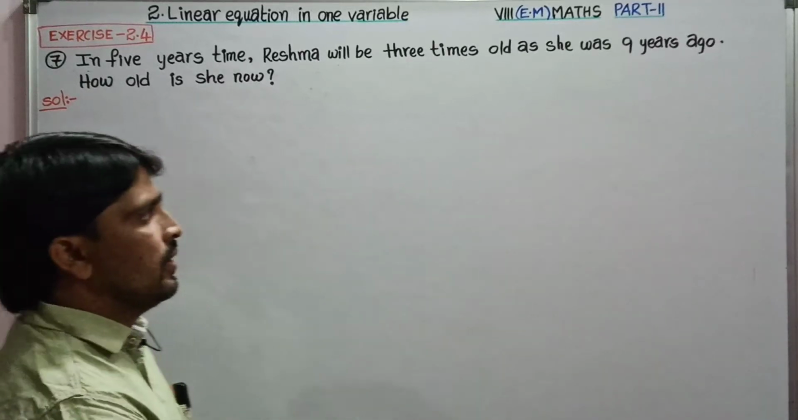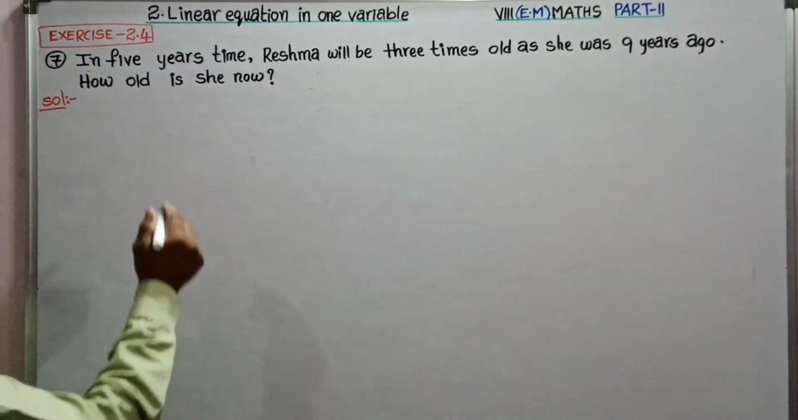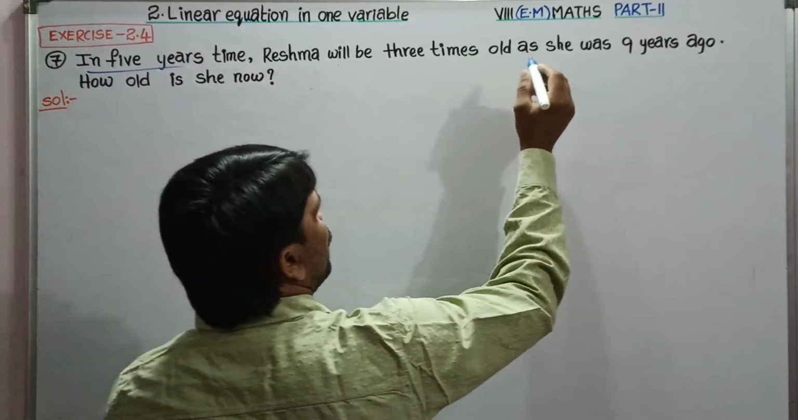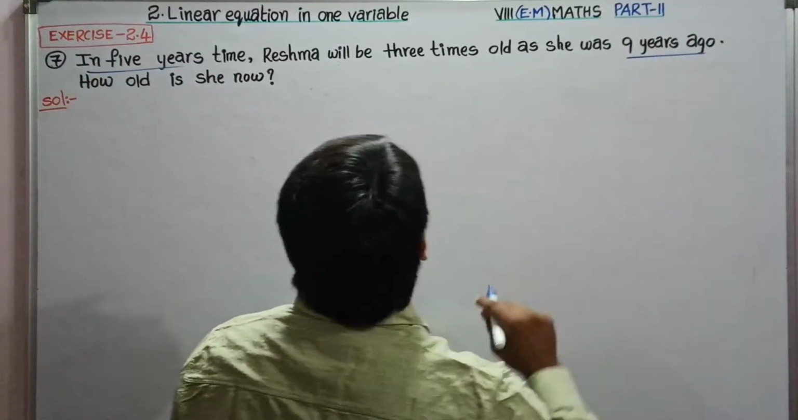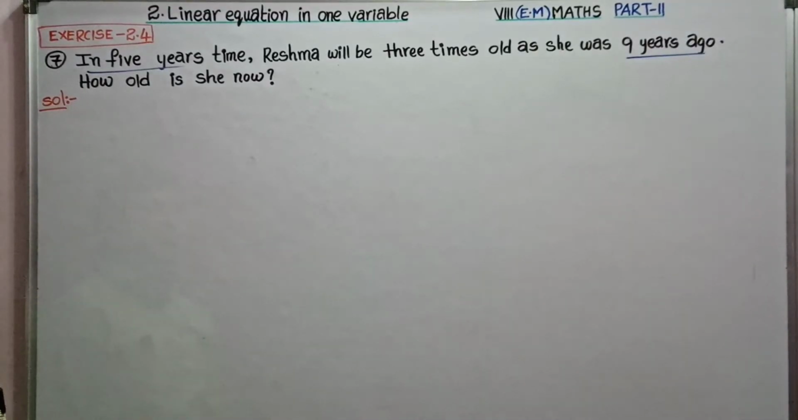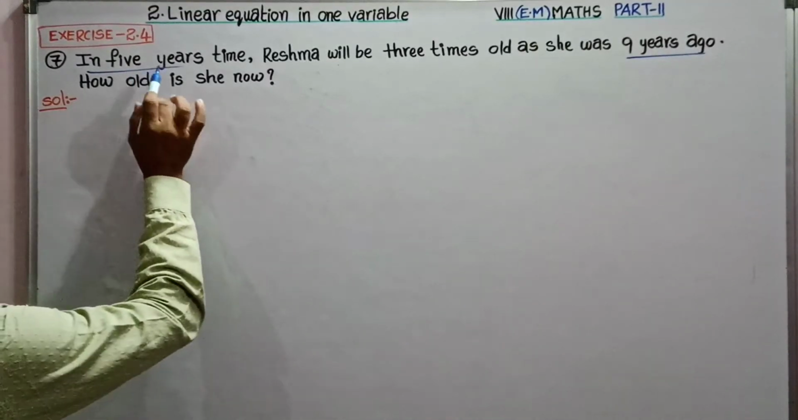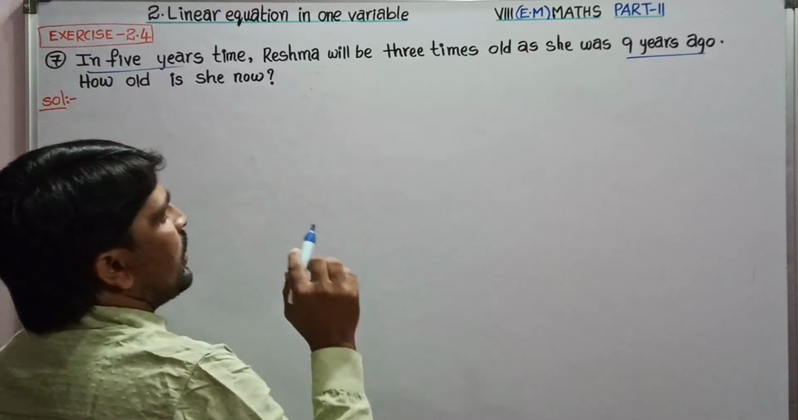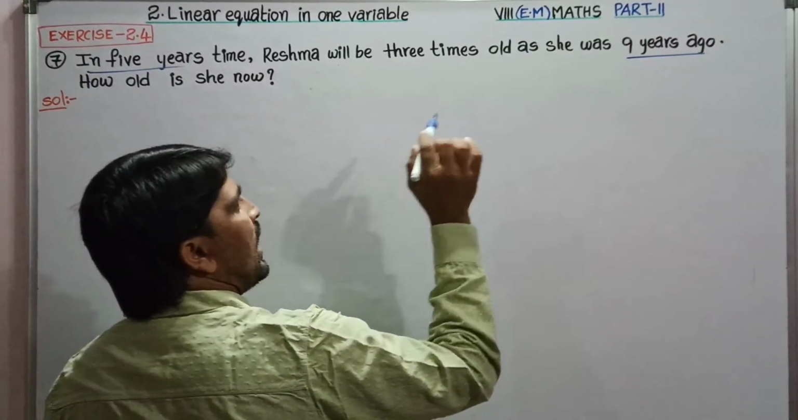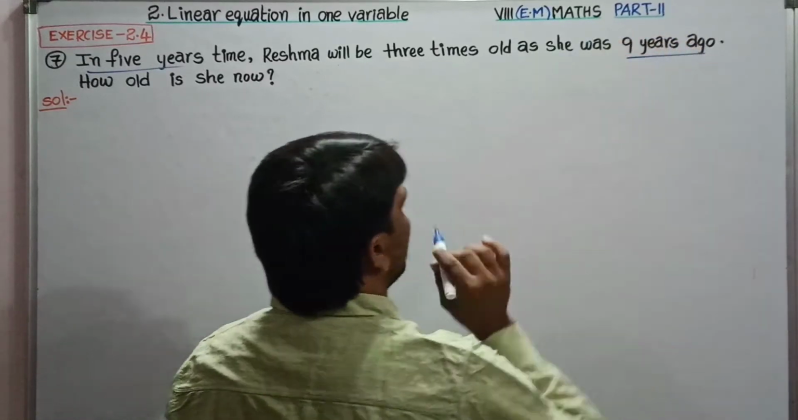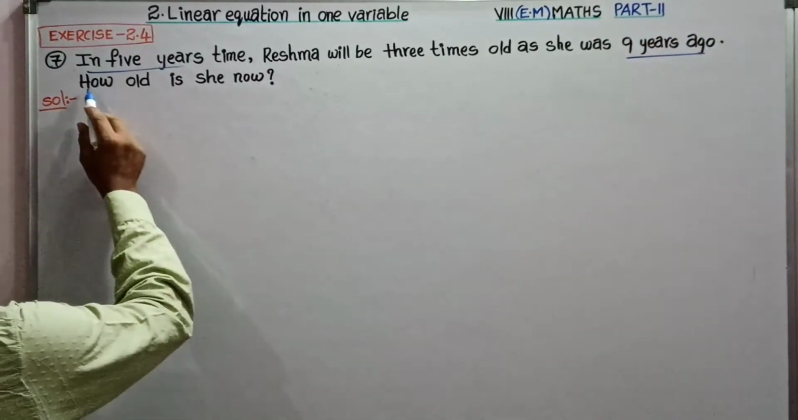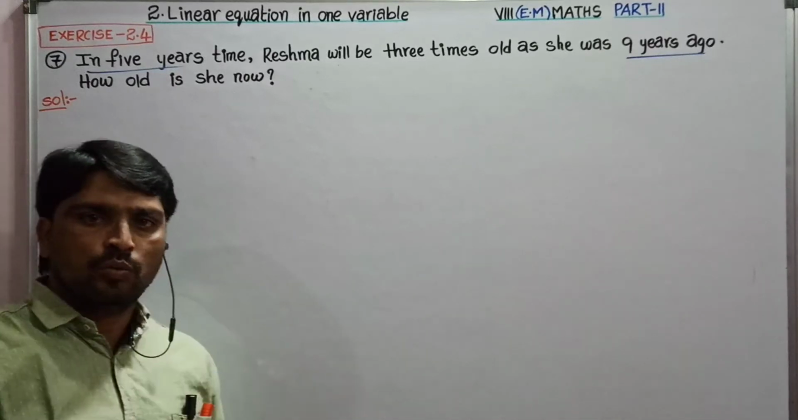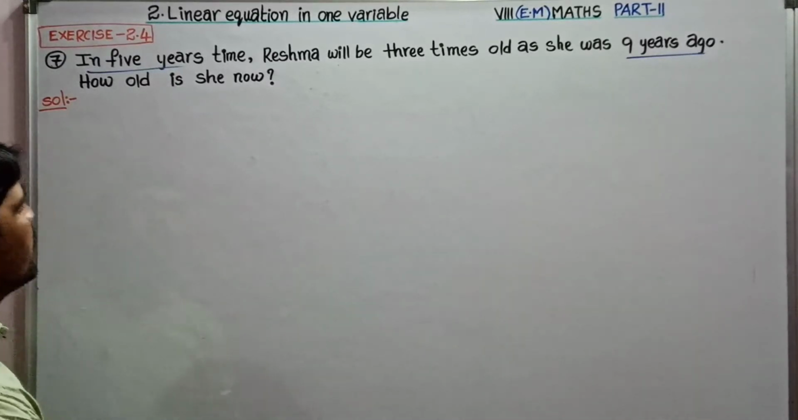Seventh question. In 5 years time, Reshma will be 3 times as old as she was 9 years ago. How old is she now? That means after 5 years, Reshma will be 3 times as old as she was 9 years ago. Then we have to find how old she is now, that is, the present age of Reshma.